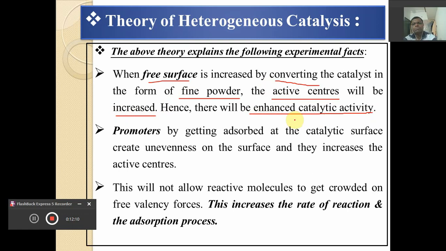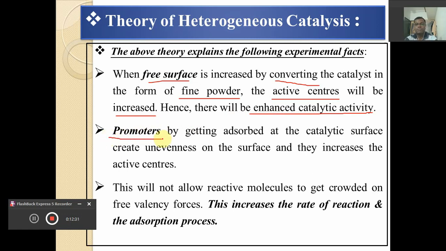So this is one of the experimental facts by which we can increase the rate of reaction. For that purpose, we have to convert this catalyst into the form of fine powder. Due to this, the active center will be increased, and that will lead to an increase in catalytic activity. Ultimately, the rate of reaction will also be increased.